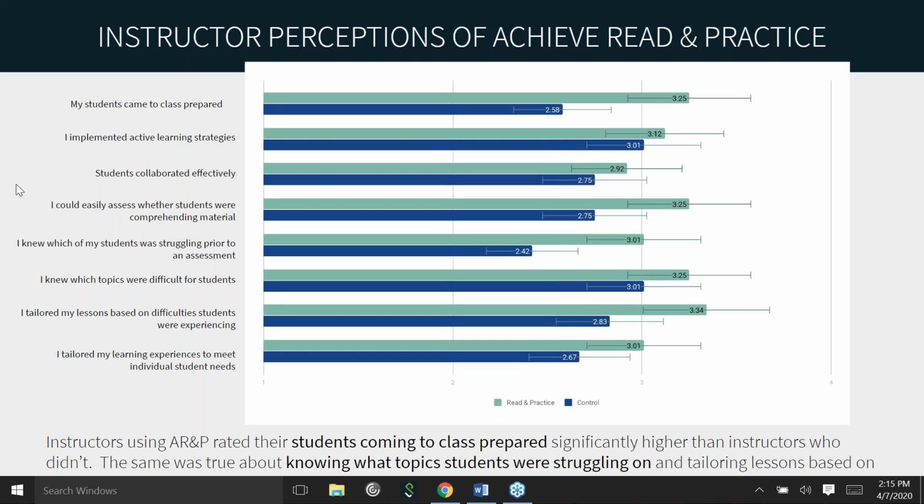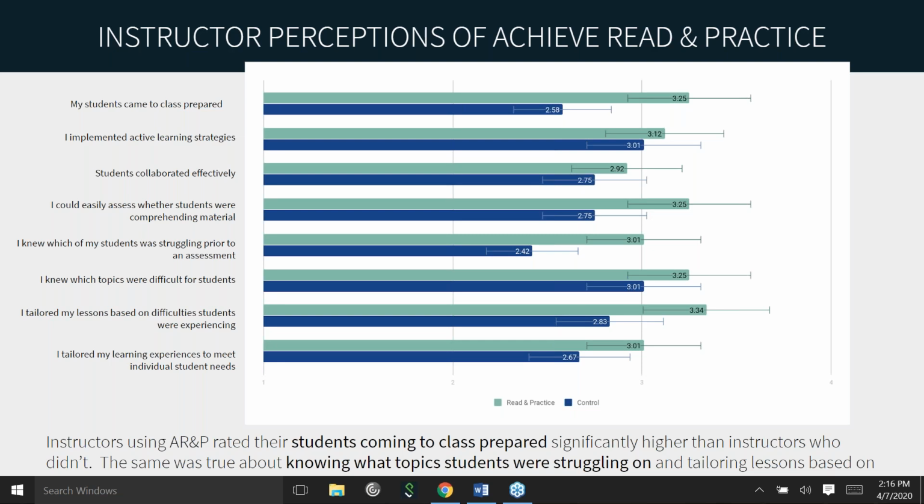We had some preliminary evidence based on the other studies that we had conducted on Read and Practice that they did, but we wanted to understand if, when compared to another section where instructors weren't using the tool, we also found these differences. So what you're looking at here, the green bars are the ratings on a scale of 1 to 4 of how instructors perceived that activity in their section where they used Read and Practice, and the blue bar is in their control section.